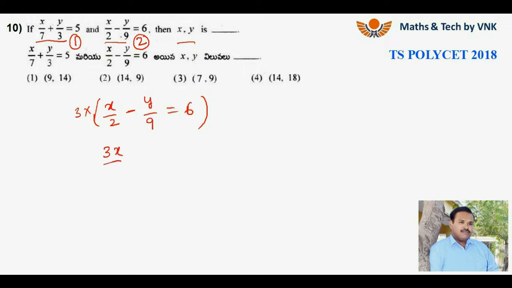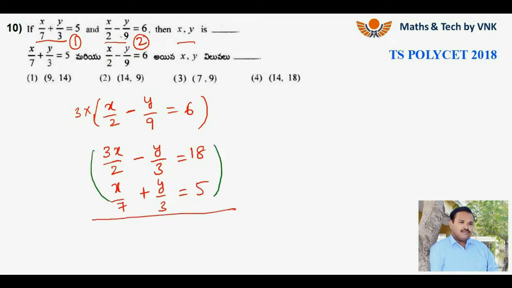minus 3y by 9. 3y by 9, 3 times 3 is 9, so this is y by 3. So 3 sixes are 18. Now add equation number 1 to the above equation, that is x by 7 plus y by 3 is equal to 5. So adding these two, see here minus y by 3 plus y by 3 get cancelled.